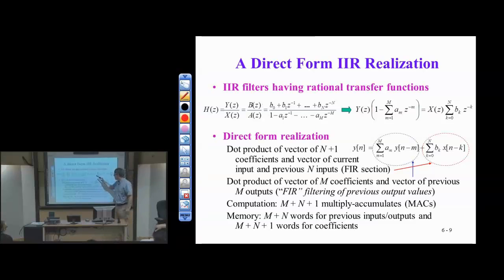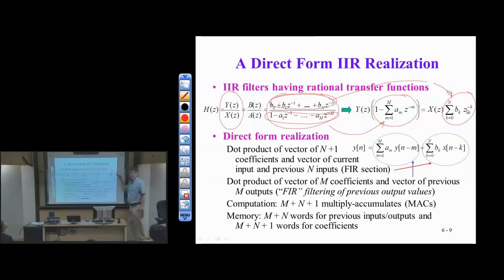And I can do the following. I can multiply left and right-hand sides by the denominator, and then multiply left and right-hand sides by capital X of z. And that's all that's shown here. So this term in front of capital Y of z is just a compact representation of the denominator. And this summation is just a compact representation of the numerator, right? This is the FIR section in front of X of z, capital A line. And this is the feedback portion multiplying capital Y of z.